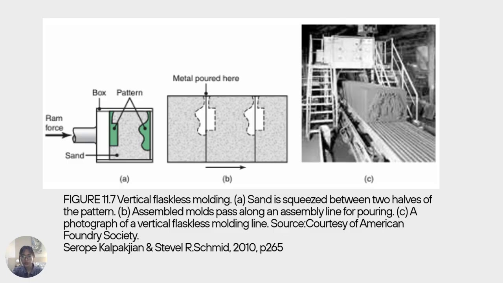This is the vertical flaskless molding, with A being sand squeezed between two halves of the pattern, and the image in the middle, B, assembled molds passing along an assembly line for pouring, and the one on the very right is a photograph of a vertical flaskless molding line, with the source from the American Foundry Society.